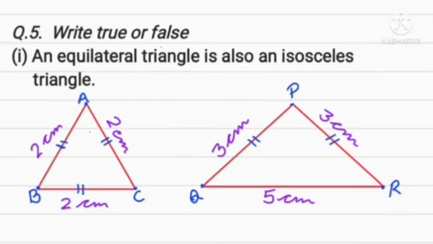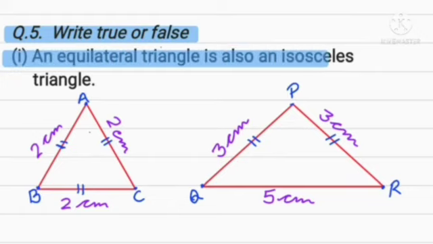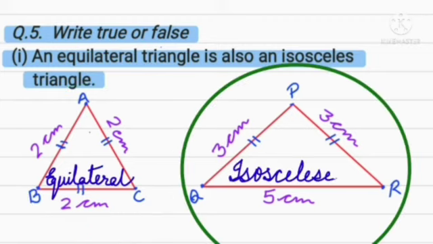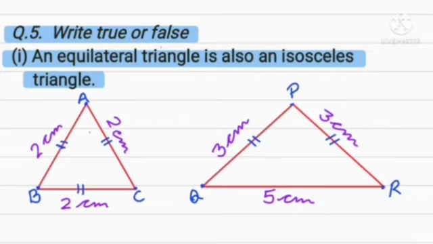Coming to question number 5, write true or false. First one, an equilateral triangle is also an isosceles triangle. This is an equilateral triangle and this is an isosceles triangle. Now, what is the property of an equilateral triangle? All the 3 sides are equal. And when we talk about an isosceles triangle, only 2 sides are equal.